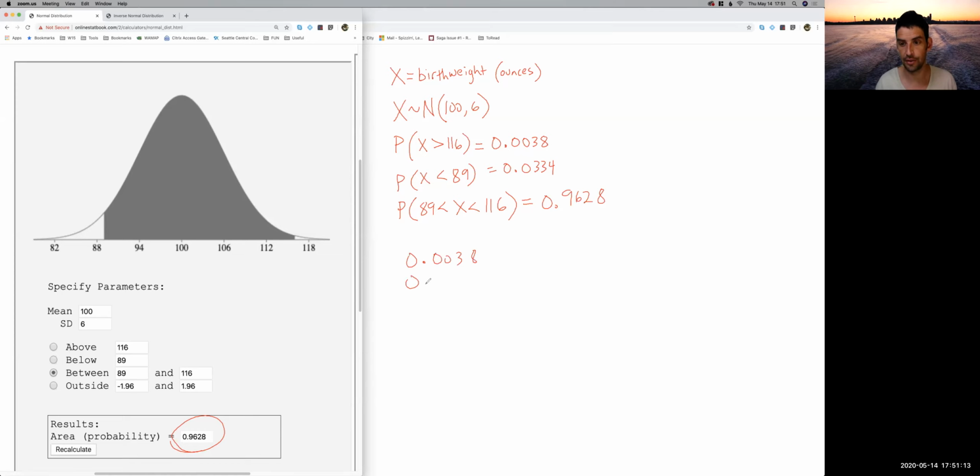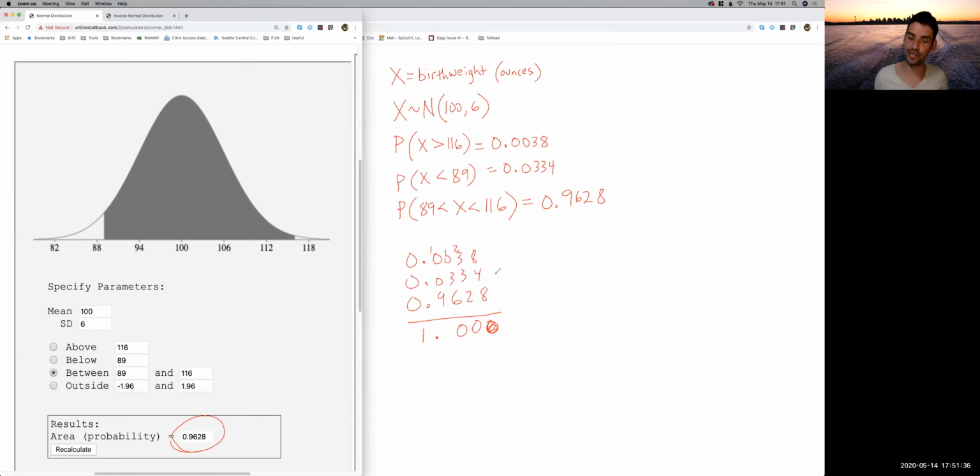Okay, and if you want to, let's just do it for once. 0.0038, 0.0334, 0.9628. Let's add these up. That gives me, oops, sorry, that's supposed to be a 0, carry a 2, and I get 6, 8, 10, carry a 1, and I get 1.000, right?